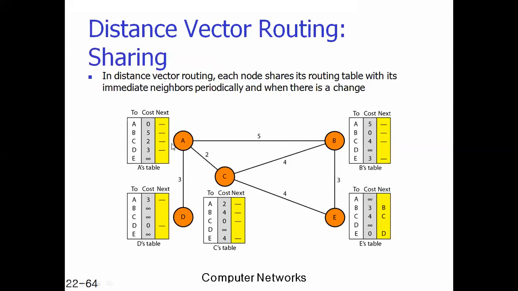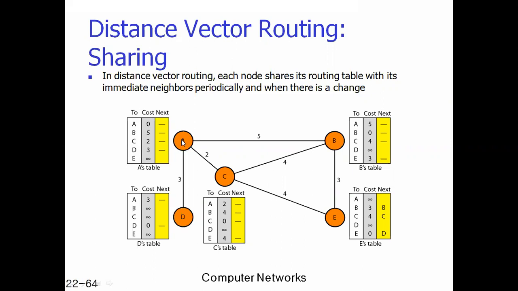So now in the sharing, what we will do, each node shares its table with the immediate neighbor. Like A shares a table with B, C, and D. Similarly, C shares a table with A, B, and E. And after sharing, each node gets the information about a node which is not directly connected, right?